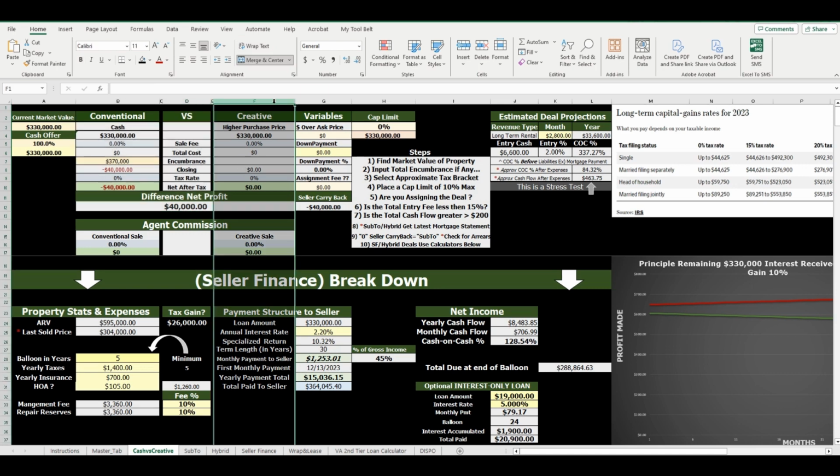We want them to consider creative. We want them to steer away from cash and conventional, and we want them to consider creative. So we know that the current market value is at 330. I'm going to bump this cash offer up to, let's say, 120%. Okay, that's way too much.